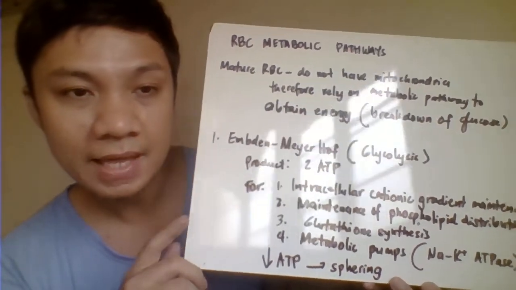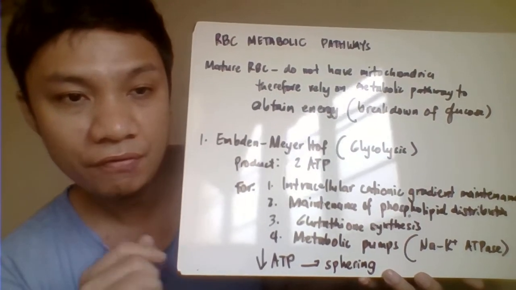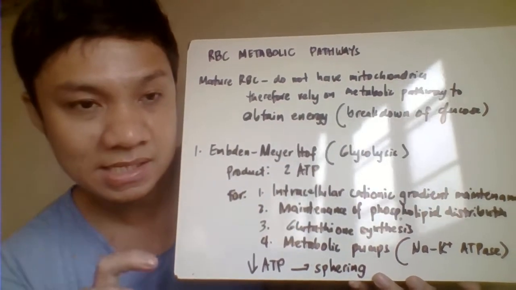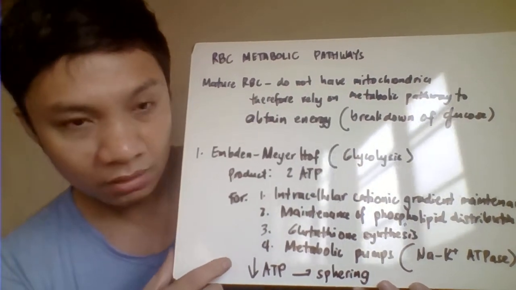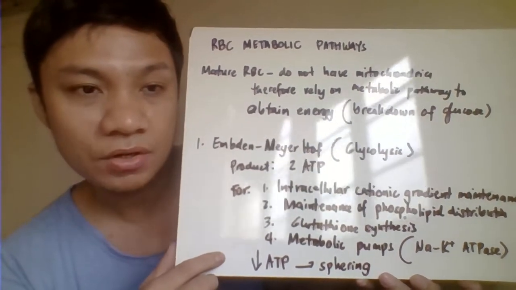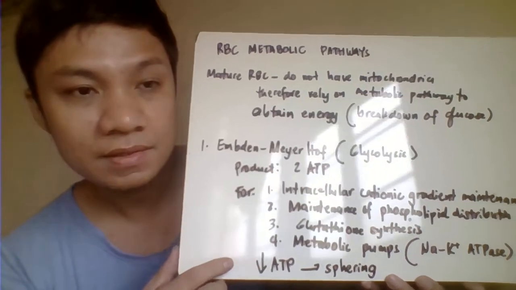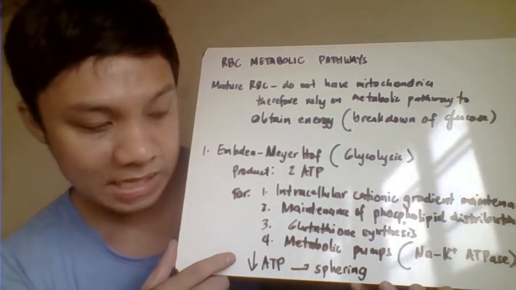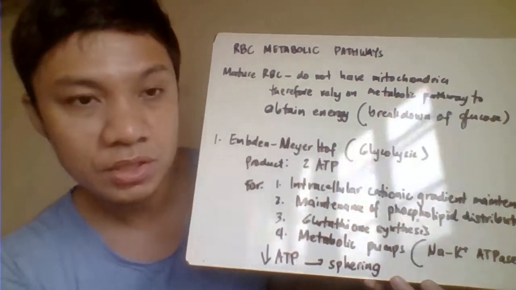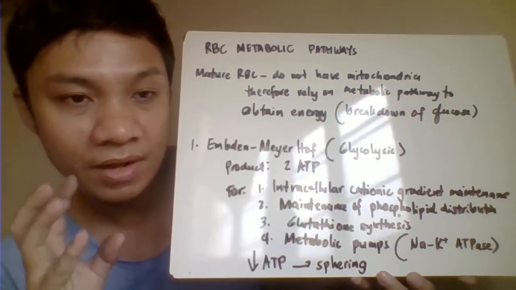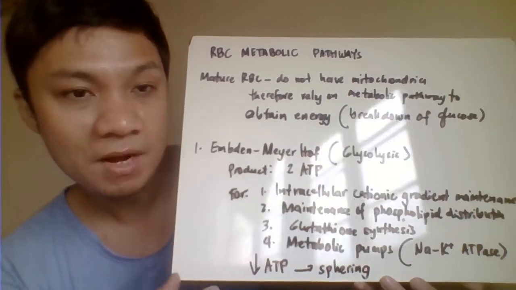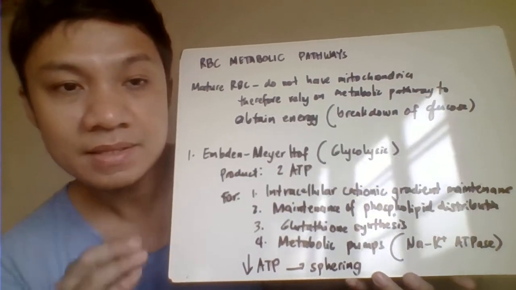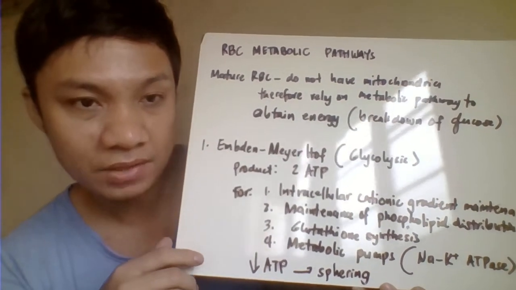Okay, so basically the ATP is needed in order for the RBC to maintain its biconcave shape. The decrease in the ATP production, or you call this your decreased phosphorylation process, may result in changes in the biconcave shape of the RBC. That would result in your sphering process, and a sphere is not the normal RBC morphology.